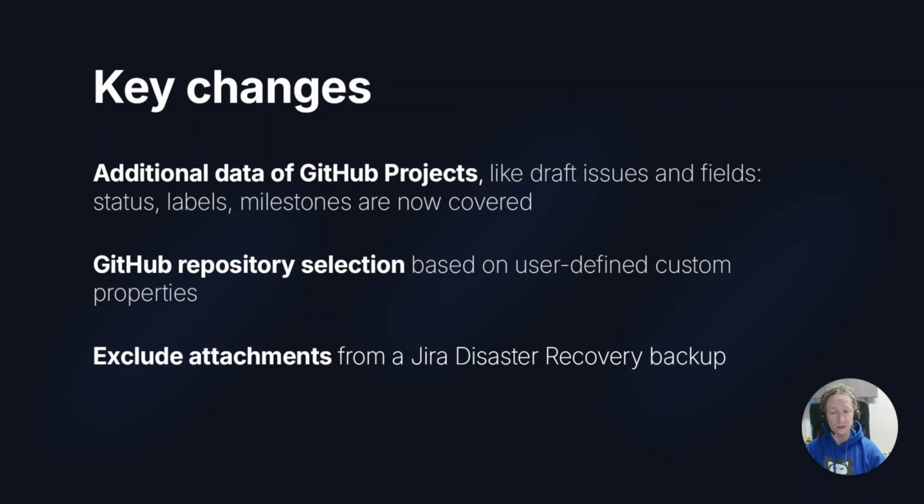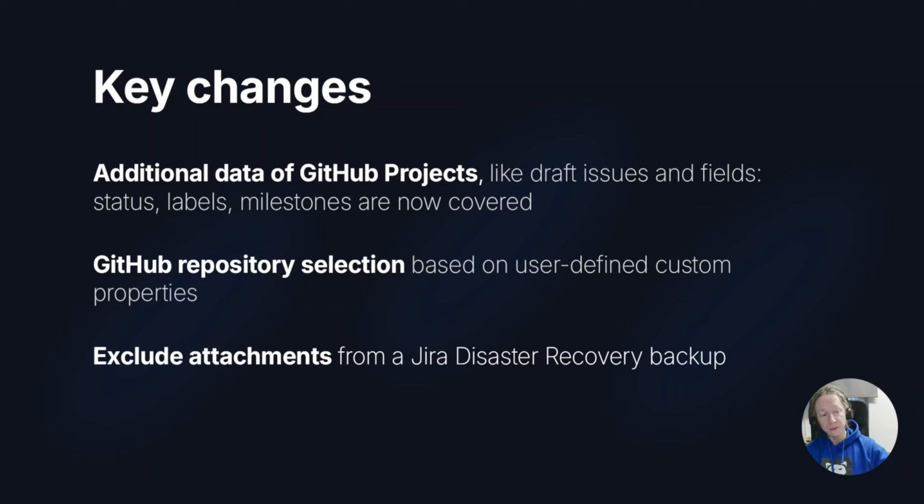Last but not least, you can also easily exclude attachments from a Jira disaster recovery backup. You can set up, for example, two different Jira disaster recovery backup plans. The first one, which just covers entire Jira and attachments, performs less frequently than Jira disaster recovery backup without attachments, because less data means a way faster backup.